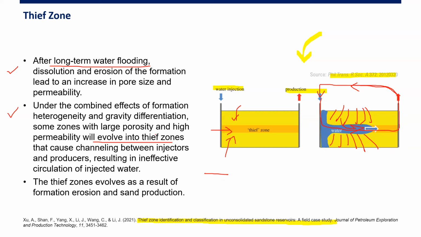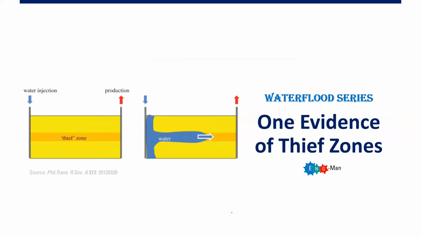Okay, so we understand now. And then the third point: the TIF zone evolves as a result of formation dissolution, erosion, and sand production. Okay, we know that. So dissolution, erosion, and sand production lead to the TIF zone. Okay, but the title of this video is One Evidence of TIF Zones. So what is the one evidence?